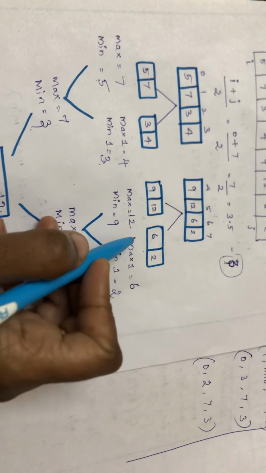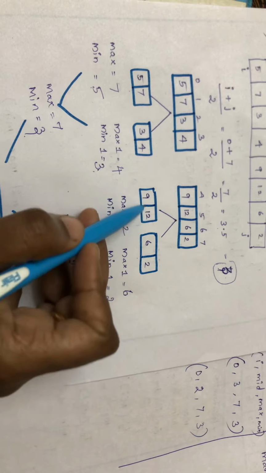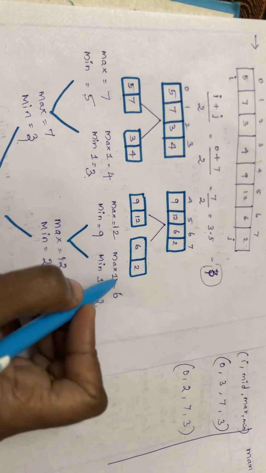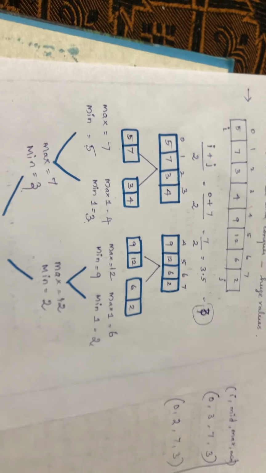In this part also we calculate likewise the same. Compare 9 and 12, 12 is the maximum value, 9 is the minimum value. Compare 6 and 2, the maximum value is 6, the minimum value is 2. Finally compare these two.